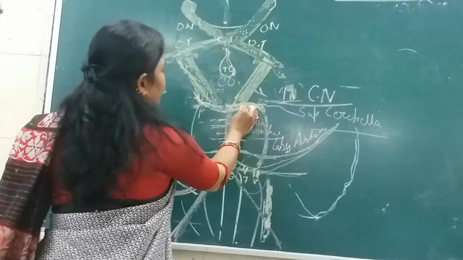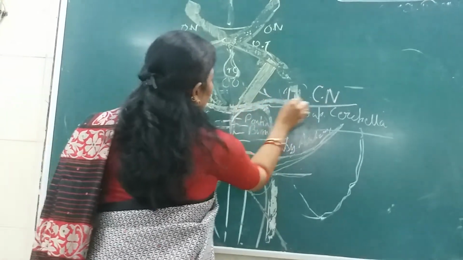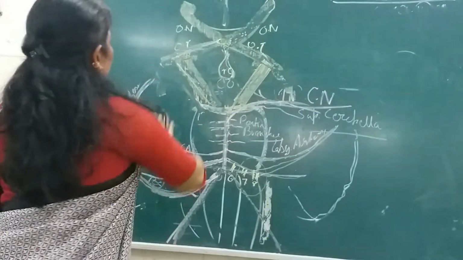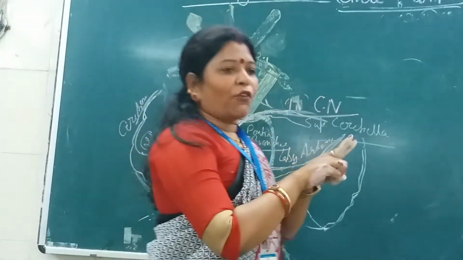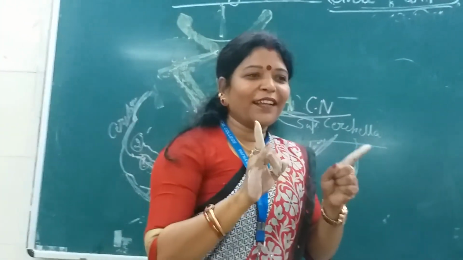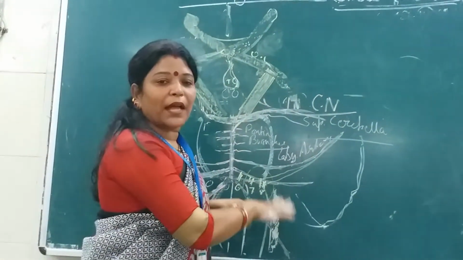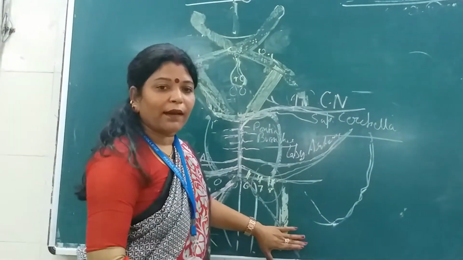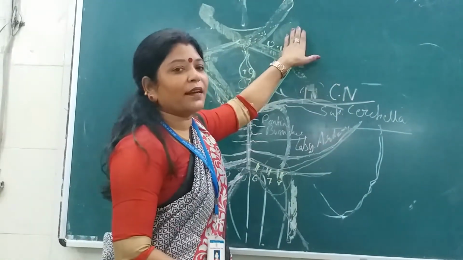Now, the posterior cerebral artery originates from the upper part of the basilar artery. Now, the story will start with which paired artery? The internal carotid artery. Till now we have discussed the branches of the vertebro-basilar system: 5 branches of the vertebral artery and 5 branches of the basilar artery, isn't it? Now we will discuss the story of the internal carotid artery.